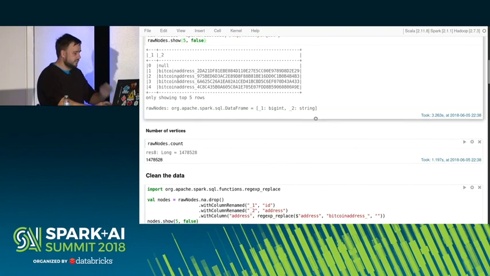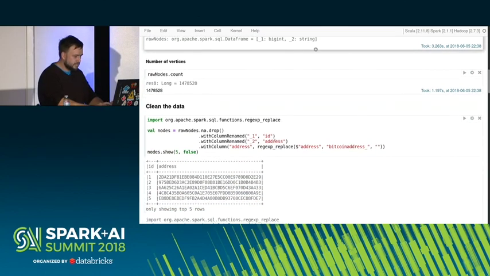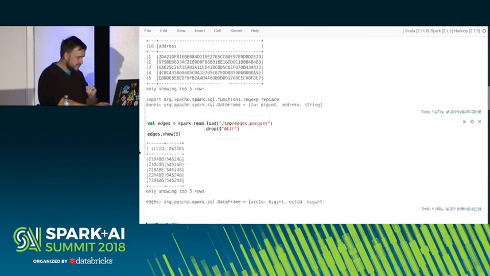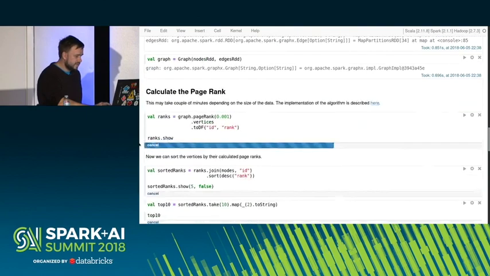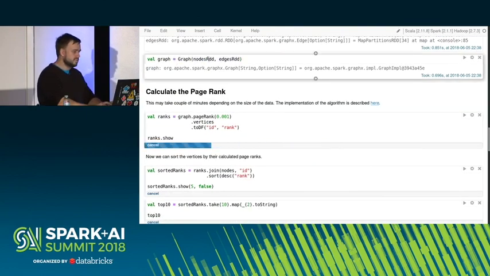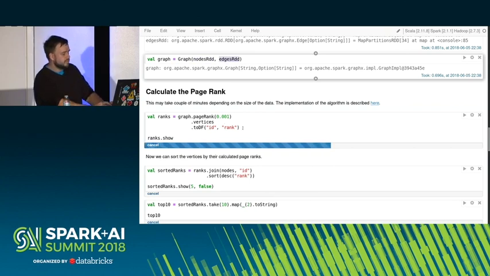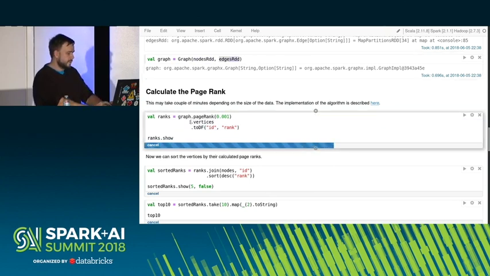As you can see, all nodes contain some prefix, so I have some data cleaning here. I remove the prefix here, the Bitcoin address. And I'm creating a GraphX representation by this graph and passing all the nodes and edges. And here I'm running the PageRank algorithm on top of it.